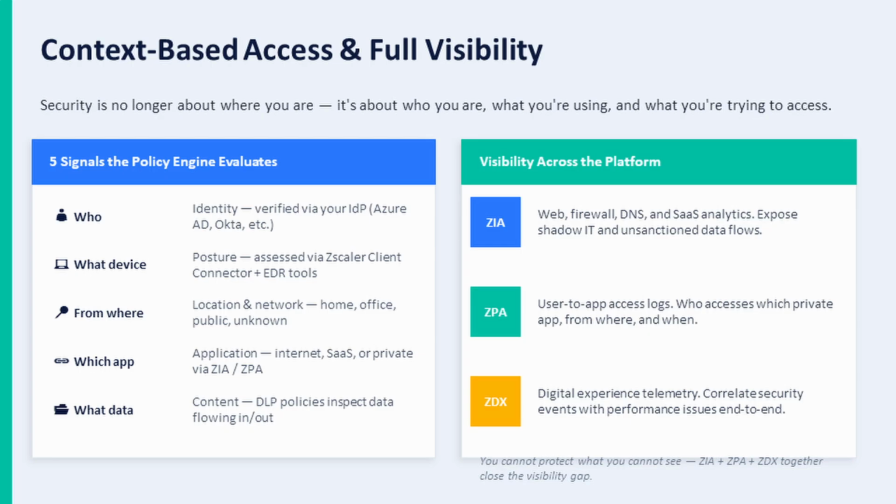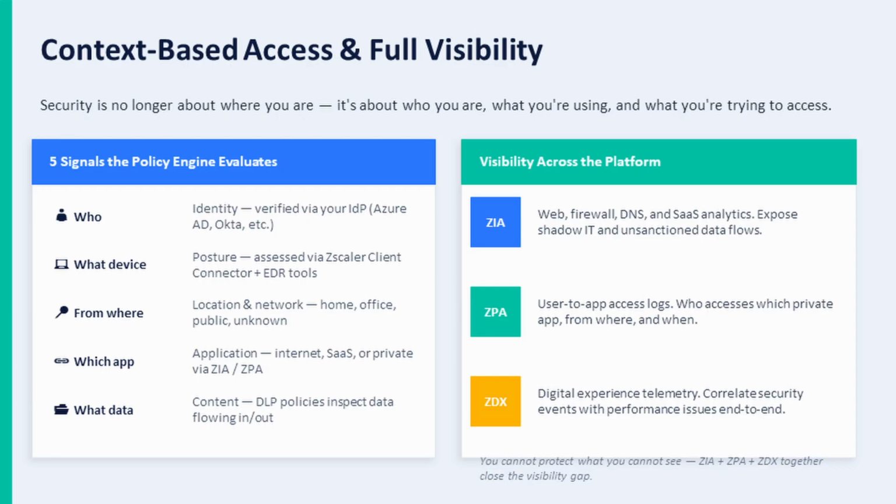Context-based access and full visibility. This slide captures two concepts that are core to the ZDTA exam. First, the policy engine doesn't just ask, is this user authenticated? It asks 5 questions simultaneously. Who is the user? What device are they on? Where are they connecting from? Which application are they accessing? And what data is involved? All of these signals combine to determine not just whether to allow access, but at what level of privilege.